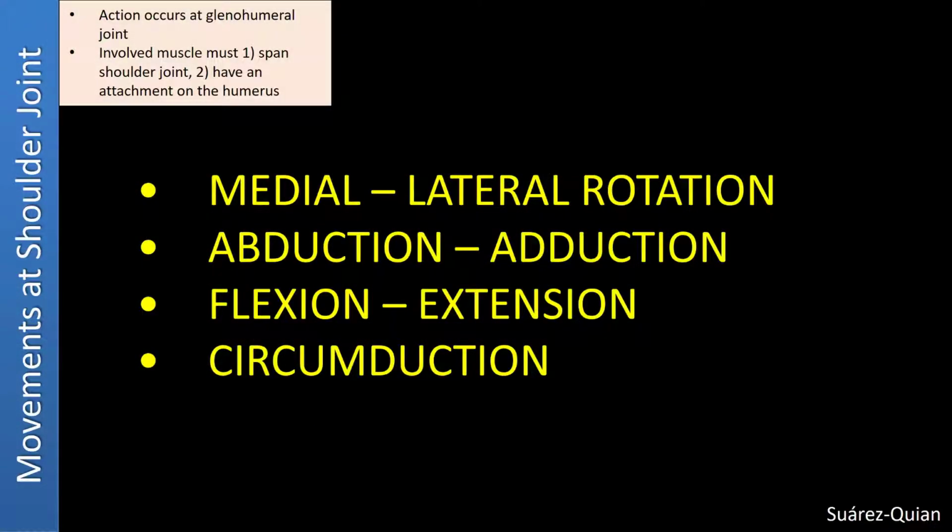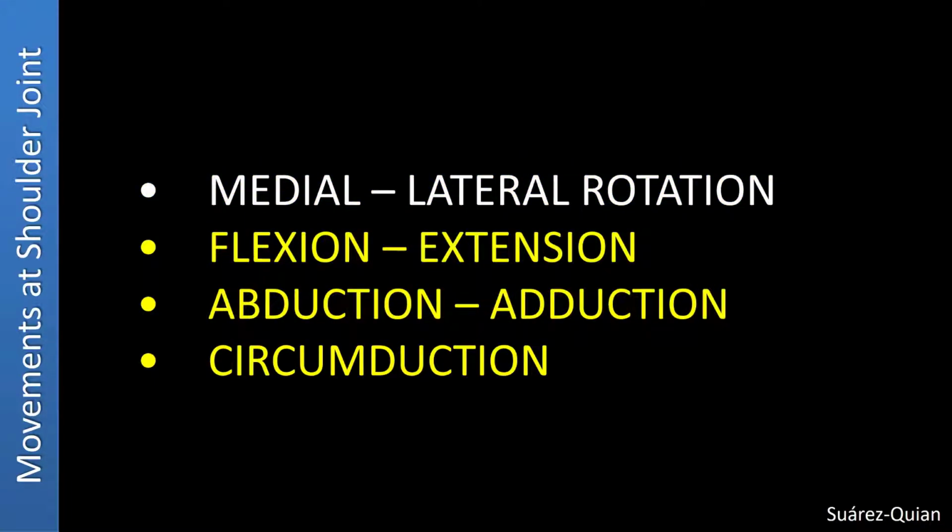As before, let's review the actions that occur at the glenohumeral joint. These actions include medial and lateral rotation, abduction and adduction, and flexion and extension. In addition, if you're trying to throw a ball, you would undergo abduction and adduction, and flexion and extension, together known as circumduction. We start our discussion by looking at the muscles responsible for medial rotation, then describe the muscles that produce lateral rotation.